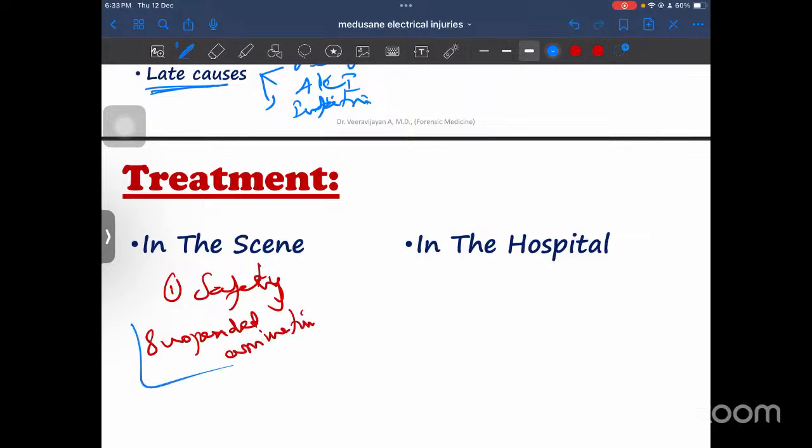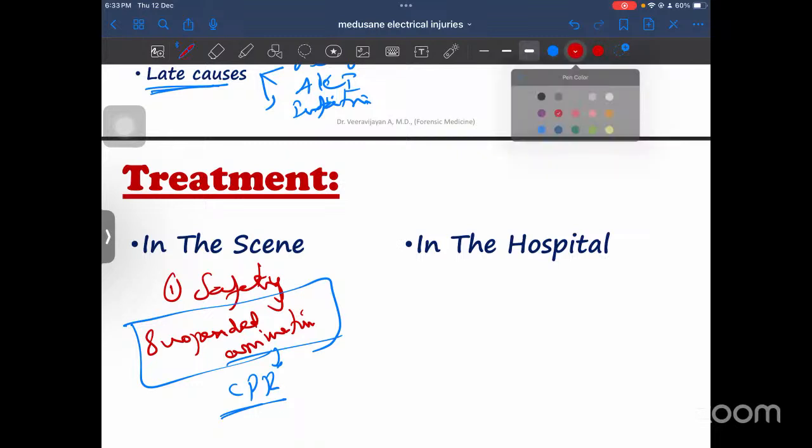Suspended animation means nothing but a death-like state with life, but without vitals. While we examine, the person may be without any vitals, pulse, BP, breathing movements, like that. But there may be life. One of the classical cases where we get this suspended animation is electrocution. So to overcome this, we have to prolong the CPR here. That is the take-home message. In electrocuted cases, we have to prolong the CPR.